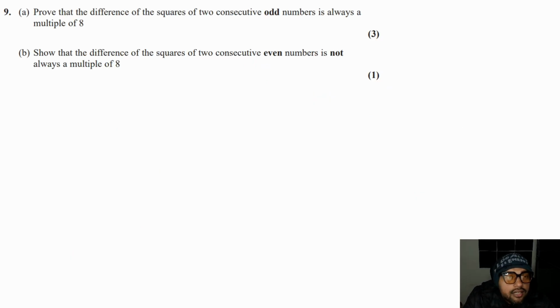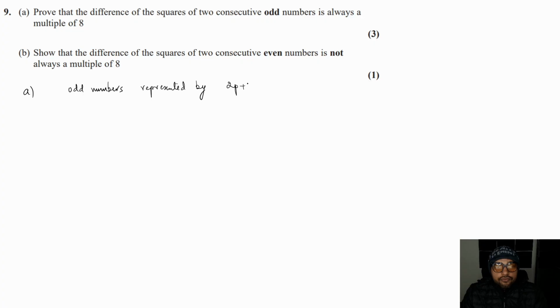The next question is: prove that the difference of the squares of two consecutive odd numbers is always a multiple of 8. So the first part we are doing here is the squares of two consecutive odd numbers. What will be the odd numbers, student? Two consecutive odd numbers are represented by 2p plus 3 and 2p plus 1.